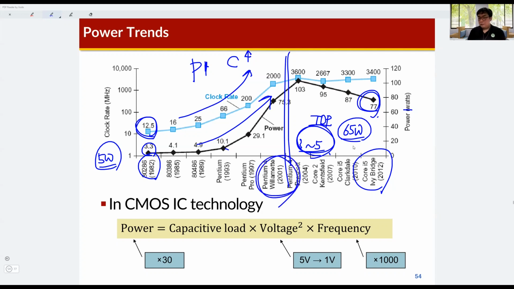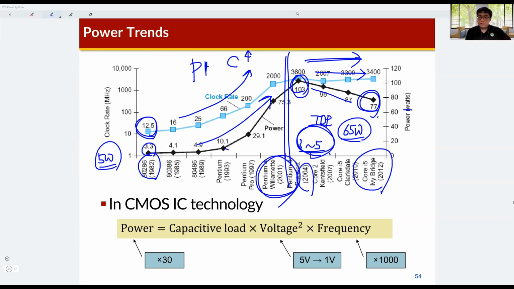But around 2000, the clock frequency is similar, does not increase. So in 2004, the Pentium 4 has a 3.6 gigahertz clock. But this clock frequency is nearly the same. And at this time, the power consumption becomes about 100 watts. Oh, it's very high. But after this year, the power consumption is reduced.